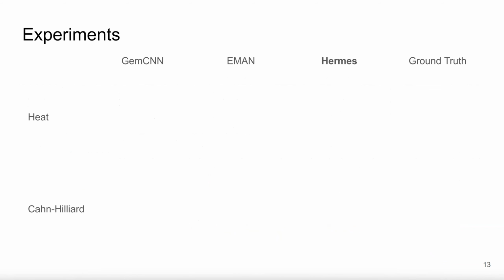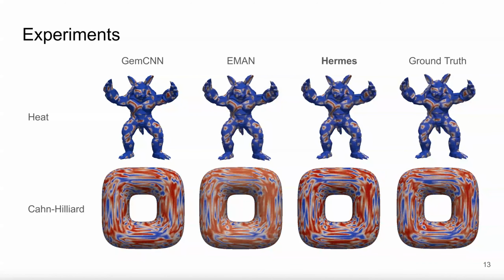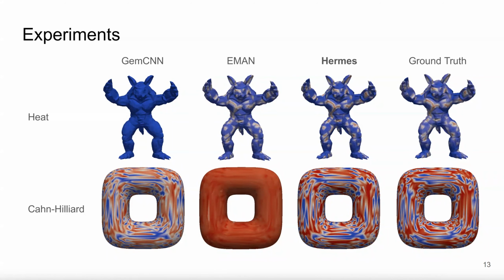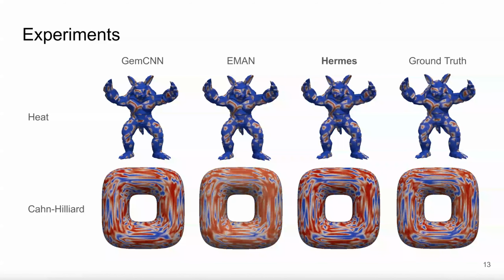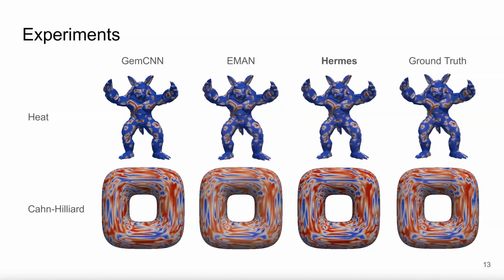Here we visualize qualitative samples from each method when the predictions are rolled out for 50 time steps, autoregressively, given only the initial conditions. On the heat dataset, we can see that GEM-CNN diverges quickly, while EMAN and Hermes generate rollouts close to the ground truth. On Cahn-Hilliard, we see that GEM-CNN has high errors and EMAN diverges, while Hermes gives realistic rollouts.